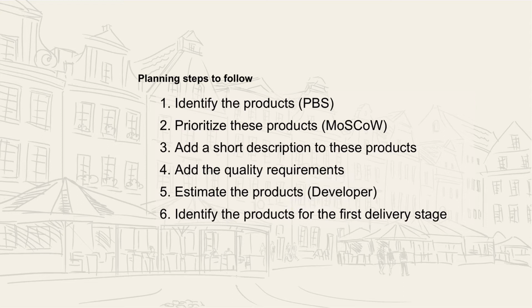This is an overview of the planning steps, which are, first, we just identified the products using a product breakdown structure diagram. Then we can prioritize the products using the Moscow technique. We'll go over this later. Then add a short description to these products, so that's basically the requirements. Then add the quality requirements. Estimate the time it'll take to create these products. That information will normally come from the developer. And then lastly, we can identify the products to deliver in the very first delivery stage.